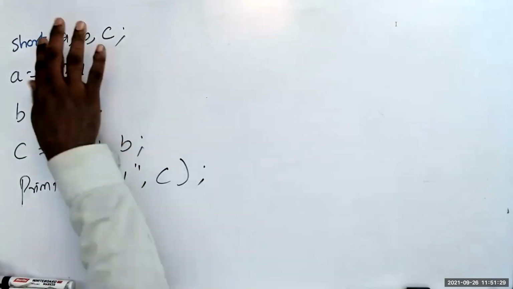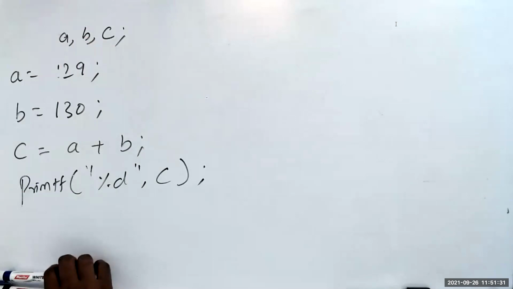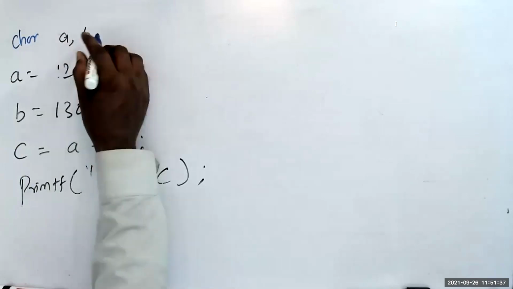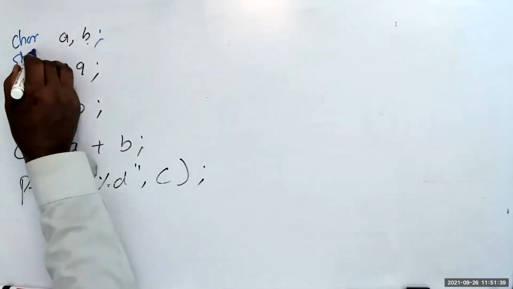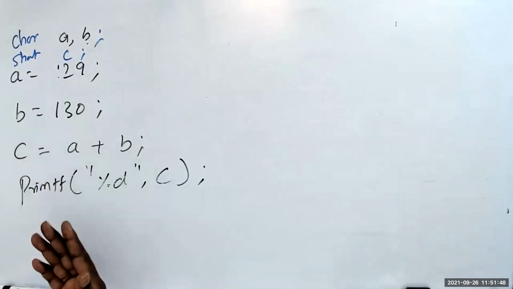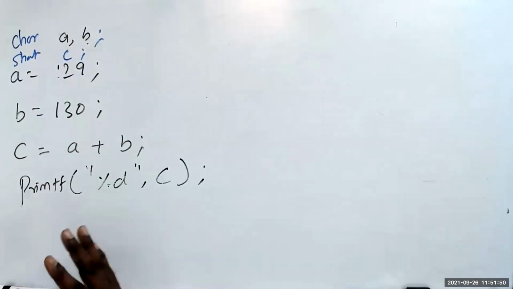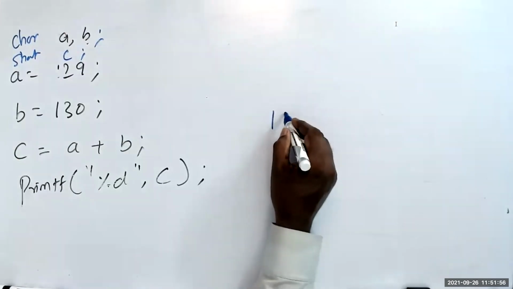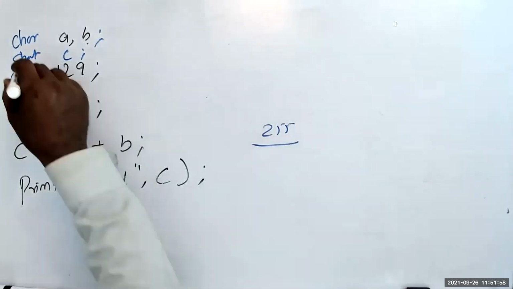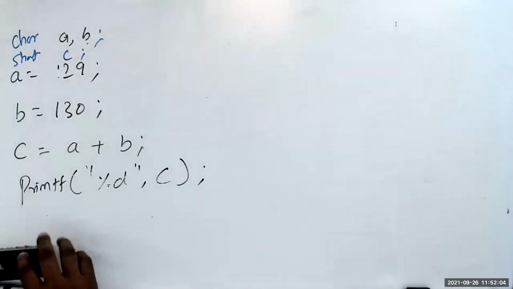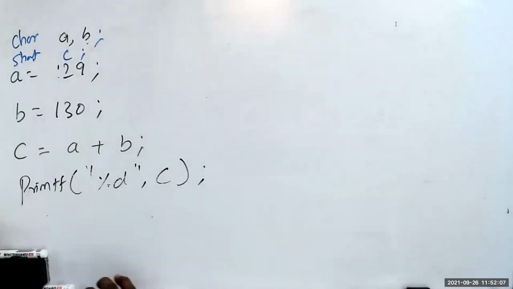Or you can say char A, B, short C. At least that is already going to become more than 128. So there's no other way. If you say that you want to display more than 255, the only way is you have to declare one more space. Now, let me tell you what happens.